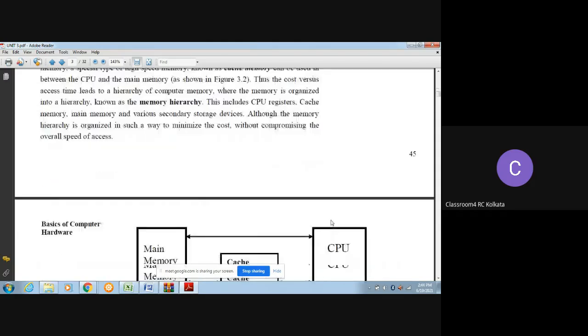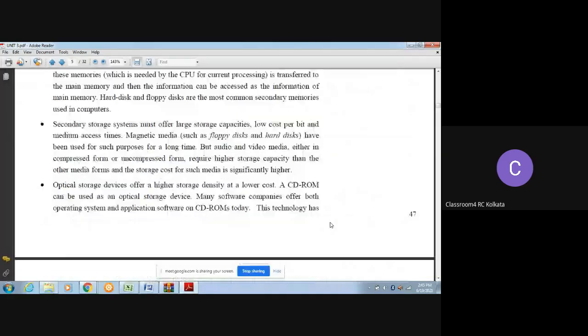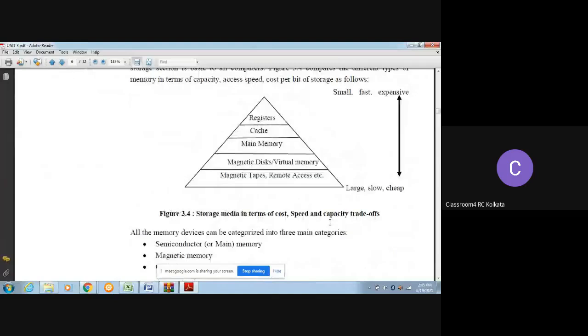Then I want to discuss the memory hierarchy. This is your memory hierarchy. What is the hierarchy? The first one is your register. Register is itself a memory, I told you, because it is a buffer where you store the data within the CPU. And after the register, these are the comparisons, how fast it is, how large it is.